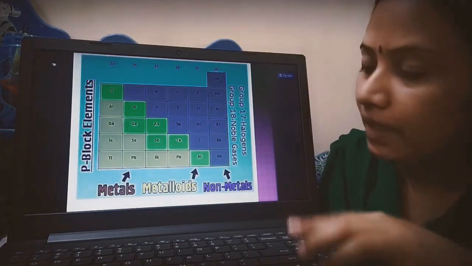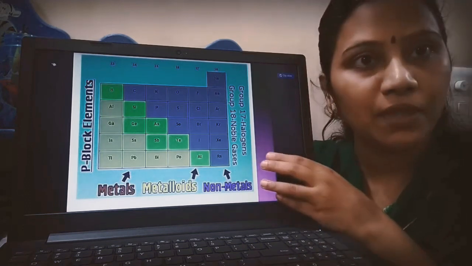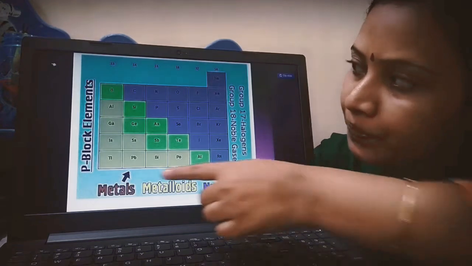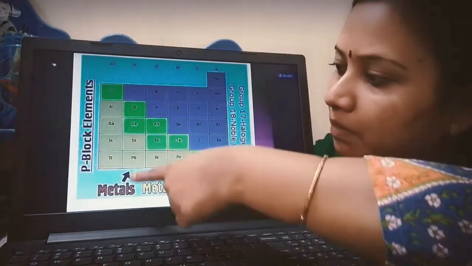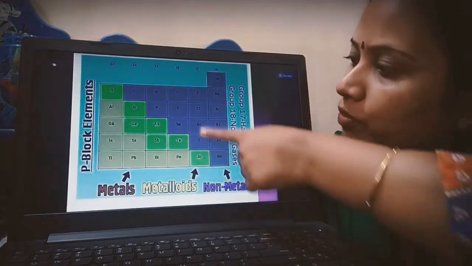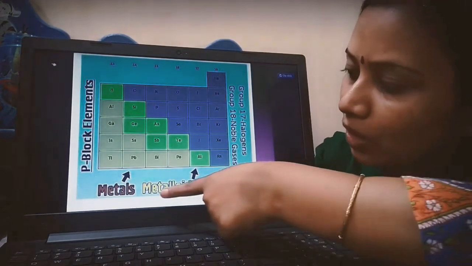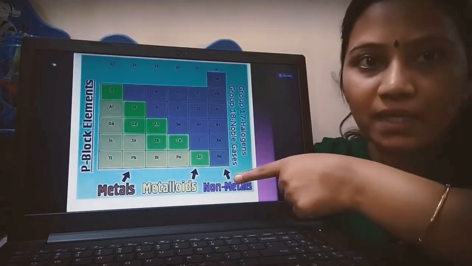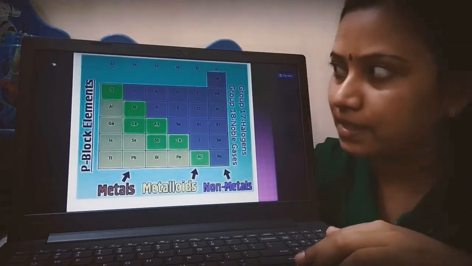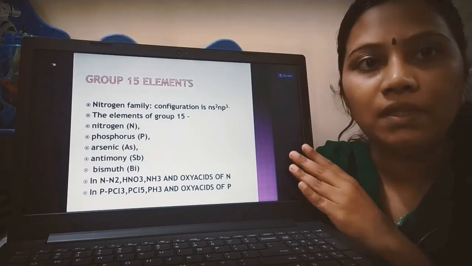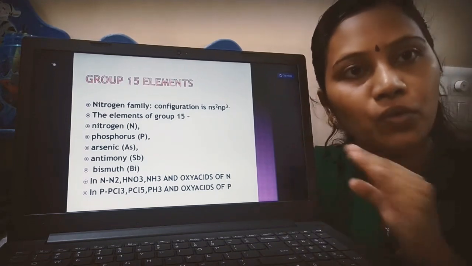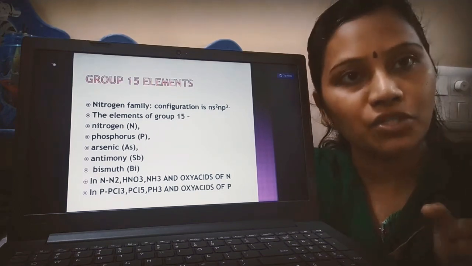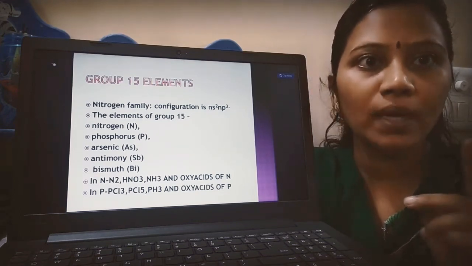Okay children, this is an overview. The main aspect of this slide is that I want to differentiate metals, non-metals and metalloids. Group 14 will be your metals, and group 17 will be your metalloids, which show both the properties, and this will be your non-metals because they are inert gases or noble gases. So about the general introduction, I have told you group 13, group 15 to group 18. We know the general electronic configuration is ns2 np1 to 6.